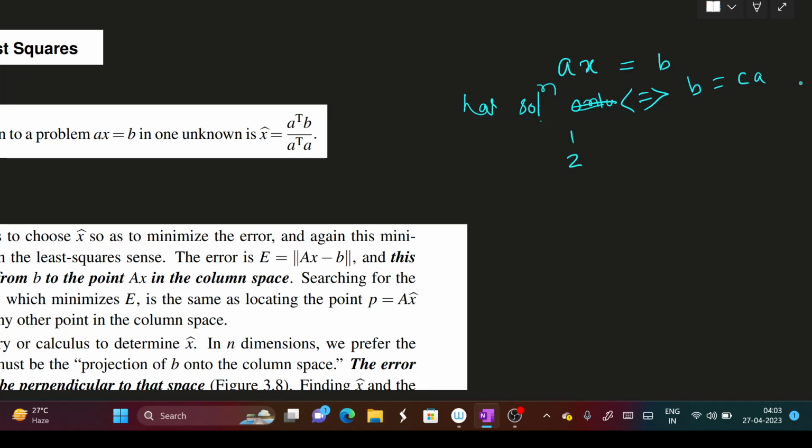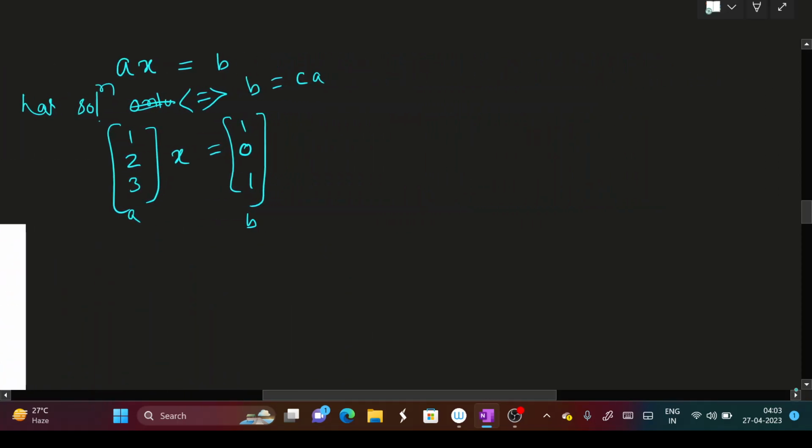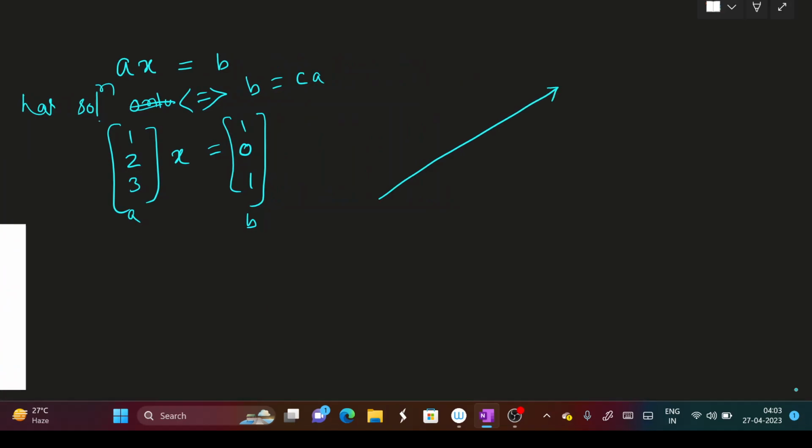But consider (1, 2, 3) into x is equal to (1, 0, 1). So here, what is a? This is a, this is b. Now clearly it can be seen that b is not a scalar multiple of a. So that means this system of equations has no solution. So what do I have to do? I have to replace my b vector by a vector p which is a scalar multiple of a.